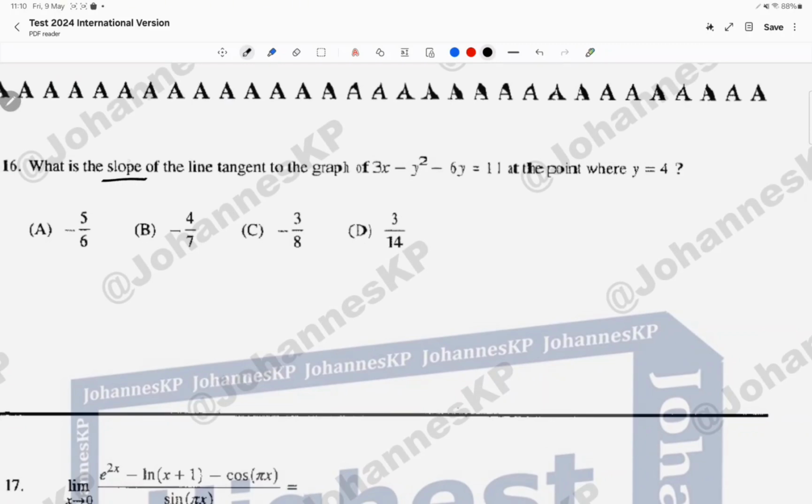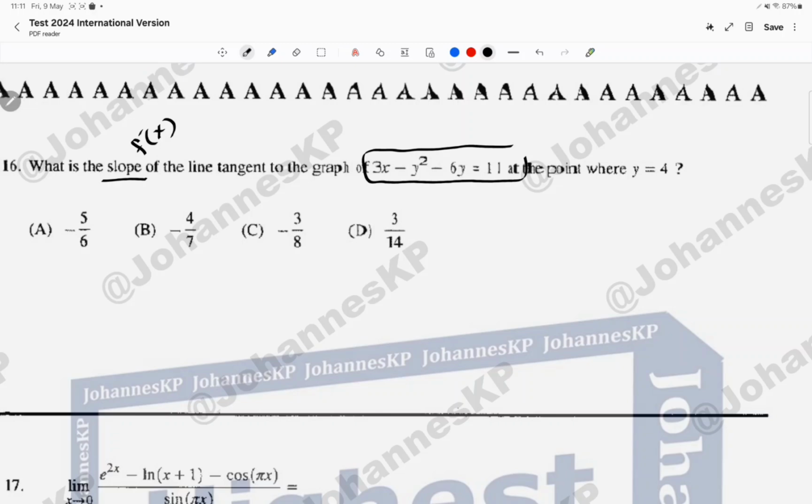The slope means what? F prime. Let's take this guy and find the F prime, right? So 3 minus 2y, y prime. You know what I'm doing right now, right? It's called implicit differentiation. You know what this is? No. Okay, so look, we're differentiating the y and the x at the same time, together, which is called implicit differentiation.